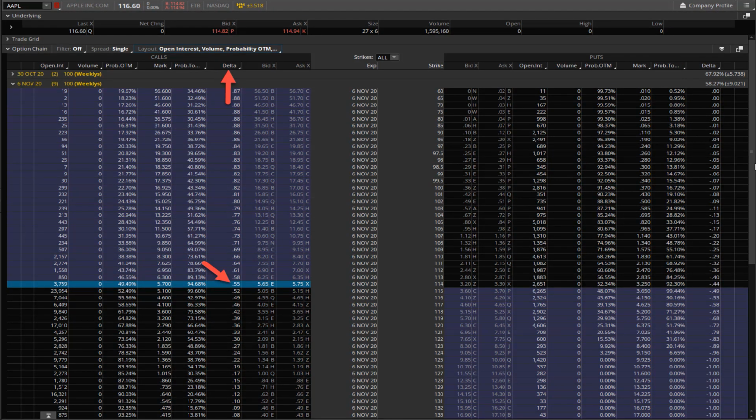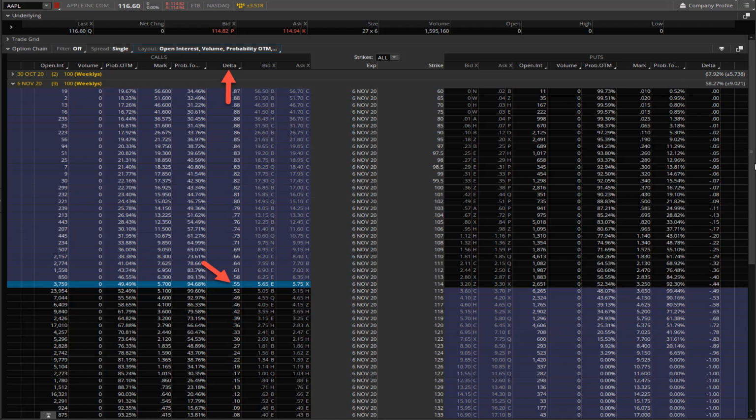Now, delta is one of the options Greeks. Again, there's several different Greeks that determine the price movement of an options contract. This is not 100% accurate, but it gives you a good gauge that delta shows you the amount that the options contract will move up or down for every $1 move up or down within the stock. So if Apple moves up $1, typically the options contract will move up around 55 cents, right?